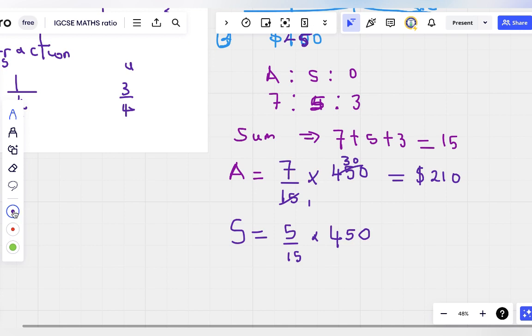So if we do this, then we will do the same. 50 goes into 450, we get 30. Okay, 30 multiplied by 5, we get 150. Right? You don't need a calculator sometimes. You just say 5 times 3, 15. You add the 0 in front. So you say $150. So he gets $150.